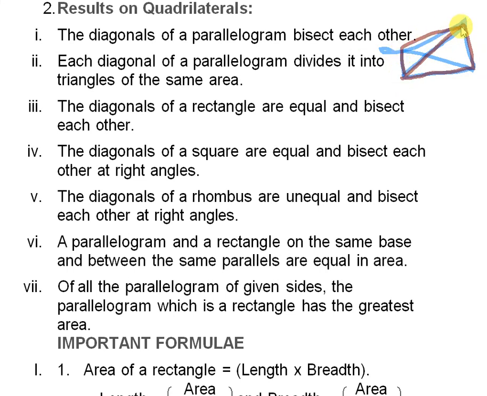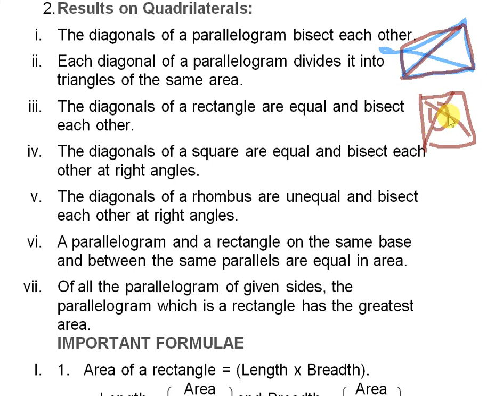Okay, the diagonals of a square are equal and bisect each other at right angles. So in case of a square, we know that all the four sides are equal. So if these are the diagonals, let's say, they bisect each other at right angles. That means here it will be 90, 90, 90 and 90.